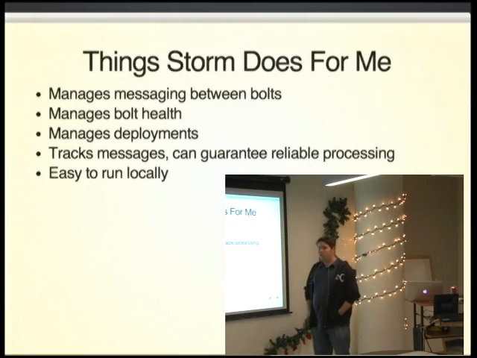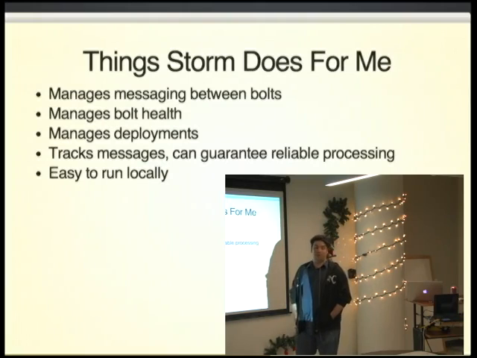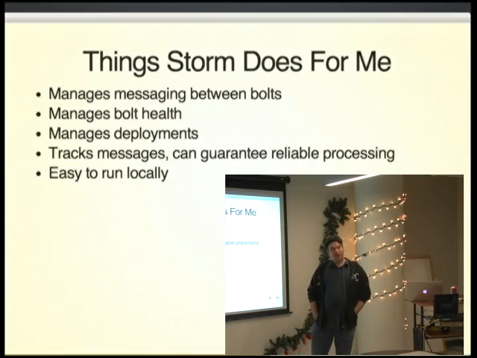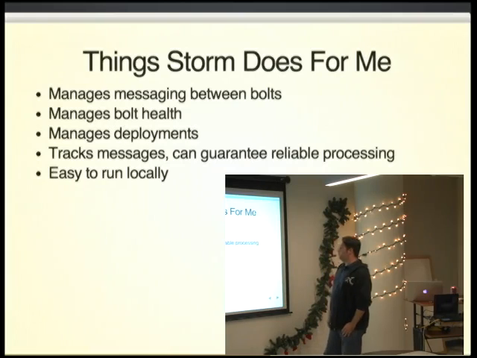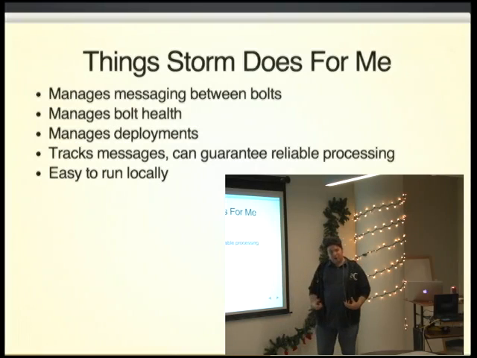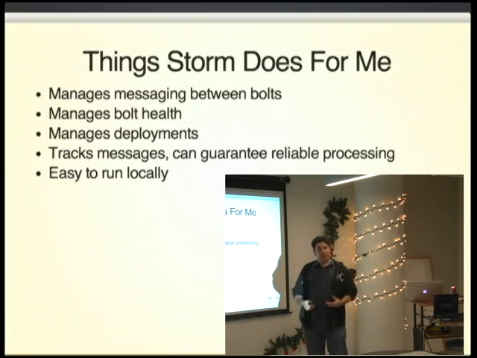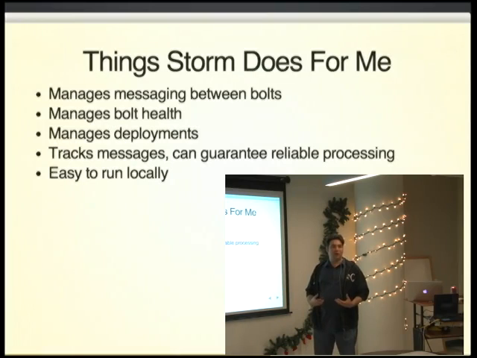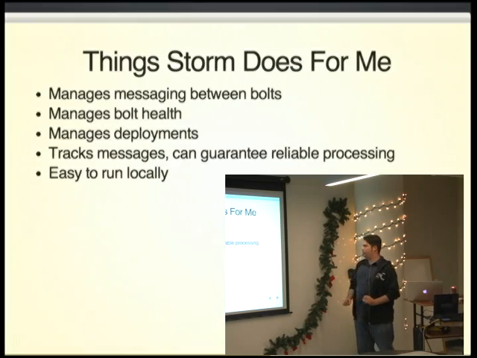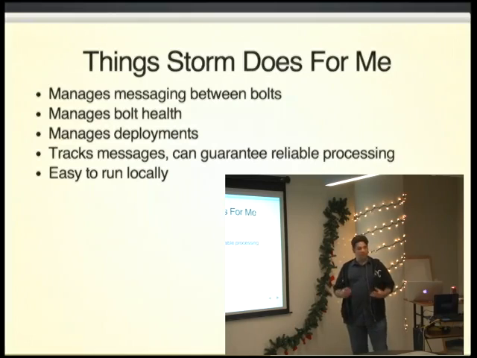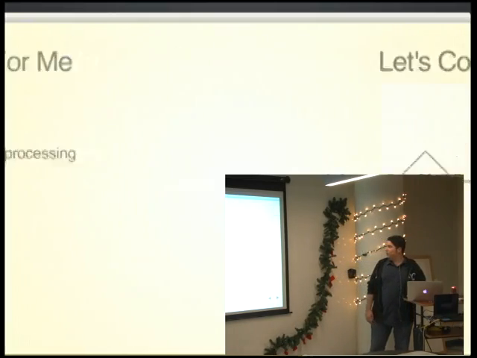It's going to manage deployments for me. So when I tell it to stop a topology, it'll halt it in a sane manner, and then let me deploy a new topology. And this is the coolest part about Storm: it tracks messages. It can guarantee that a message is processed at least one time by your system, which is awesome. And so you can get reliable message processing. Another benefit, it's actually really easy to run locally. It's trivial for me to run this whole thing off my laptop.